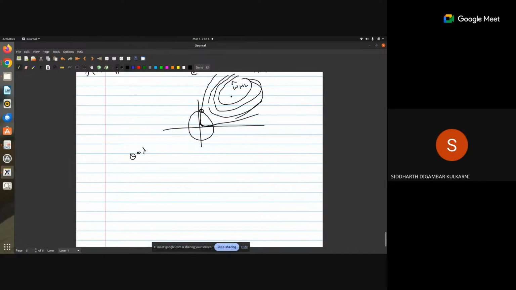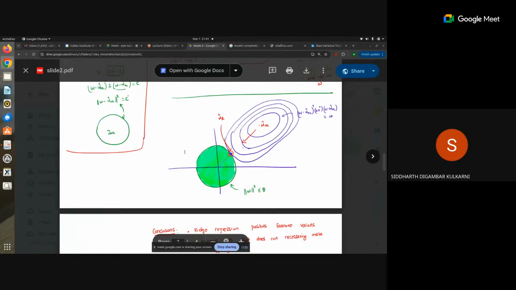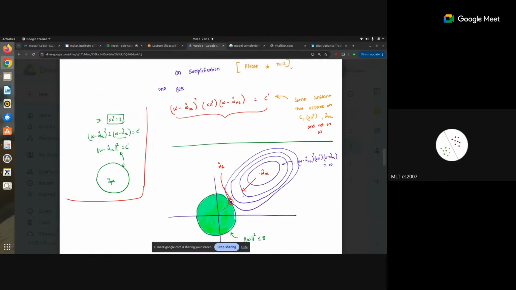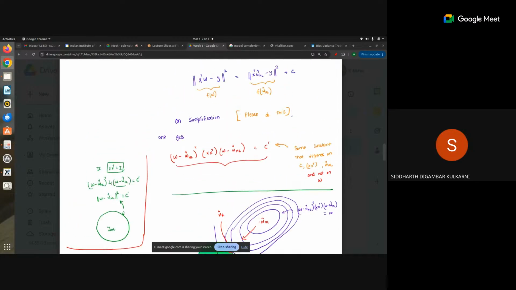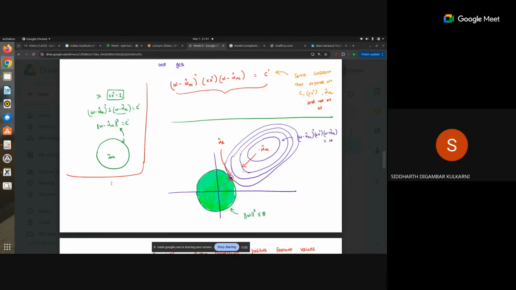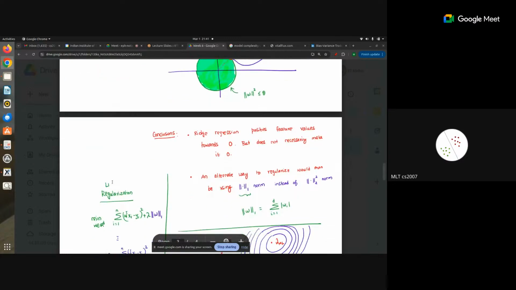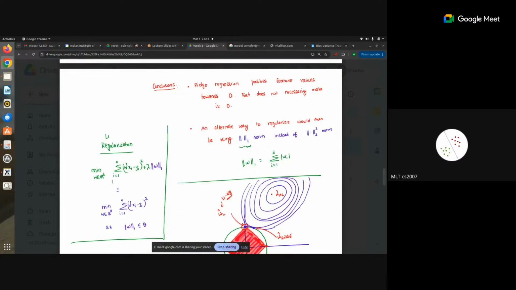No, the ellipse will touch the circle at only one point, sir. Once it touches the circle, that is the point we are looking for. It will not be allowed to go inside, because once it touches, that is the point we are looking for. And if this ellipse is along the x or y axis, that means we are talking about a one-dimensional data set, because W_ML is along one axis only. Definitely, the second feature will be zero.